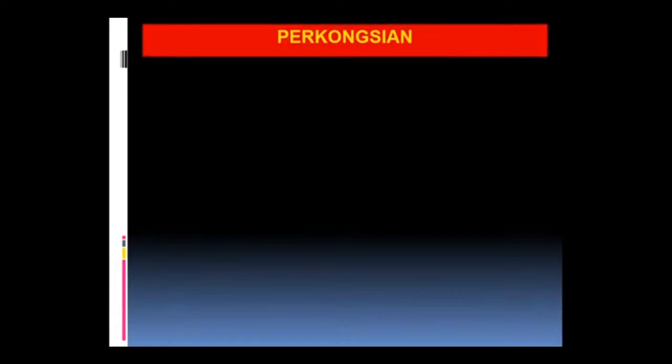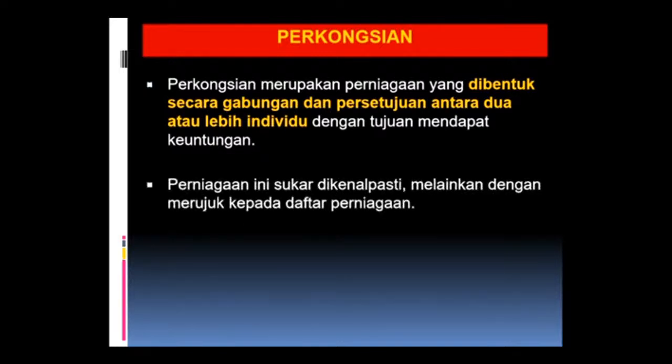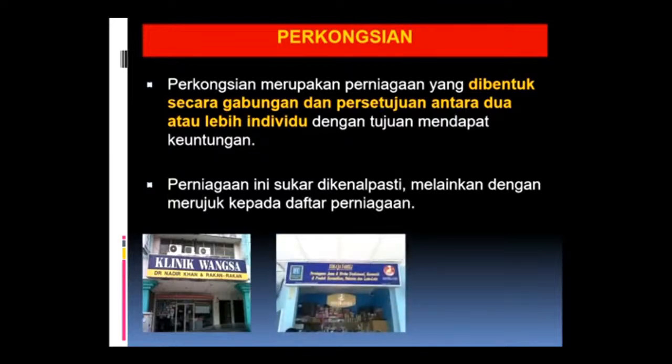Seterusnya, kita akan mempelajari bentuk entiti perniagaan yang kedua iaitu perkongsian. Perkongsian merupakan perniagaan yang dibentuk secara gabungan dan persetujuan antara dua atau lebih individu dengan tujuan untuk mendapatkan keuntungan. Kebiasaannya perniagaan ini sukar untuk dikenal pasti, melainkan dengan merujuk kepada daftar perniagaan. Berikut adalah beberapa contoh entiti perniagaan perkongsian yang ada di Malaysia.